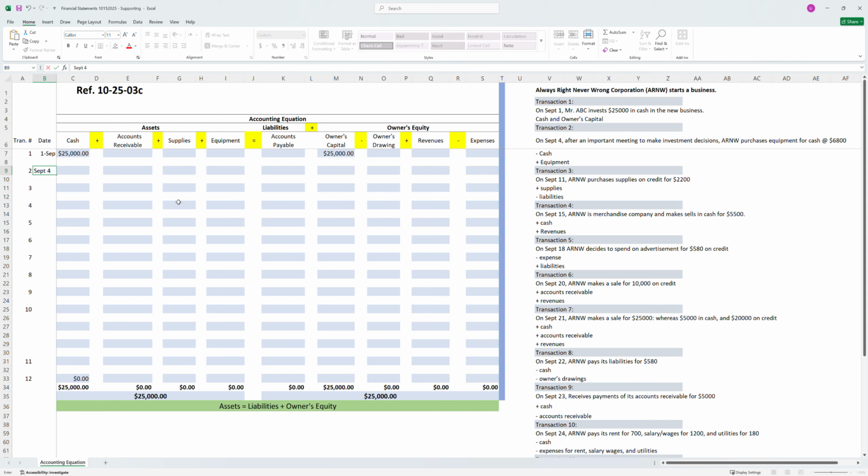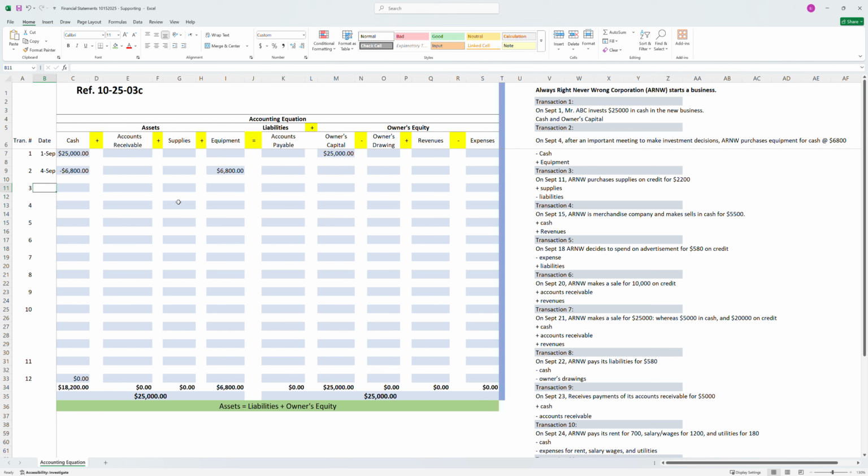On September 4th, it says, after an important meeting to make investment decisions, the company purchases equipment for cash at $6,800. That means we pay cash, so it's minus. We basically credit cash, which means we decrease cash, and then we debit equipment, which means we increase equipment. So basically the asset side doesn't change. One side decreases, the other side increases. Cash decreases and equipment increases, and equipment is also considered an asset.